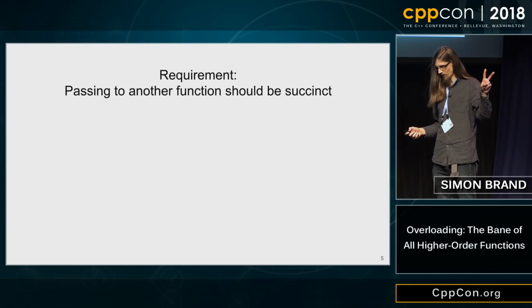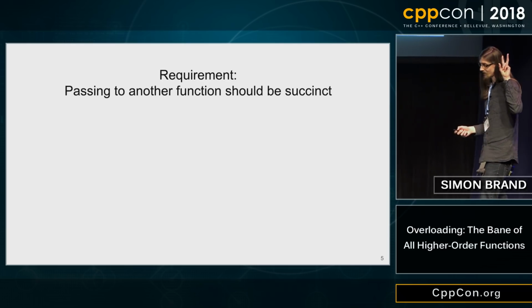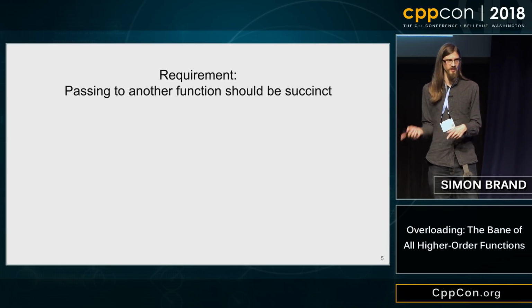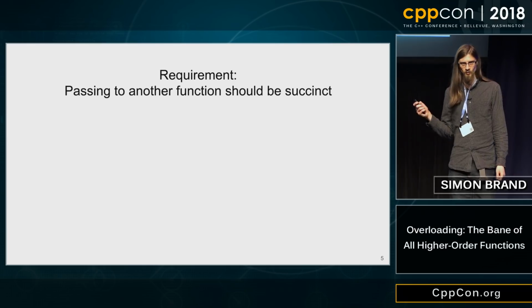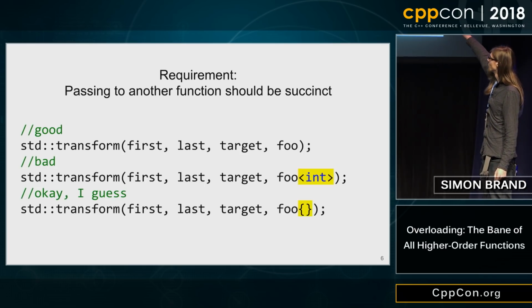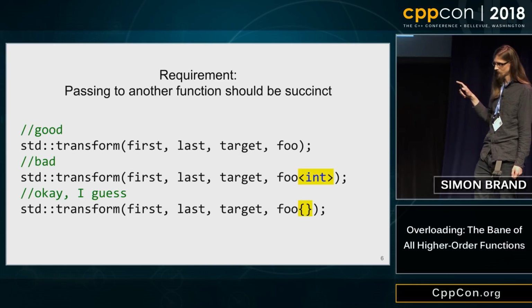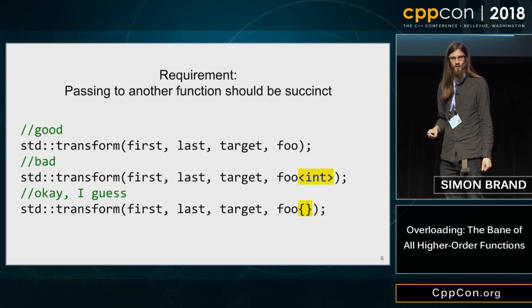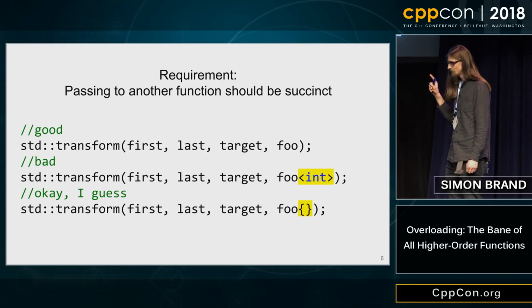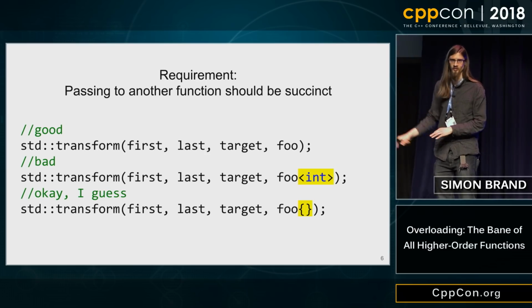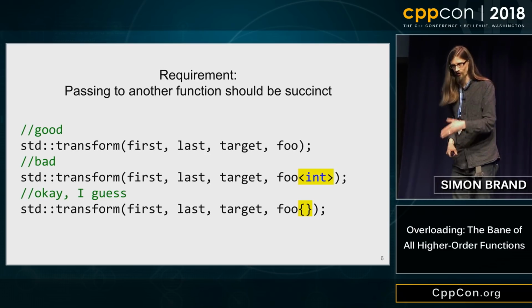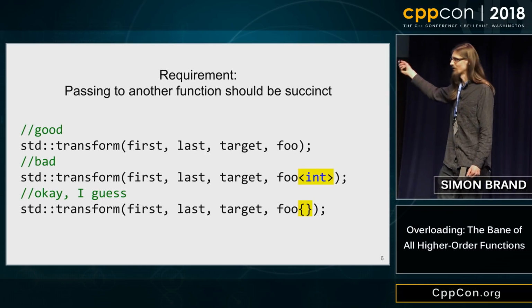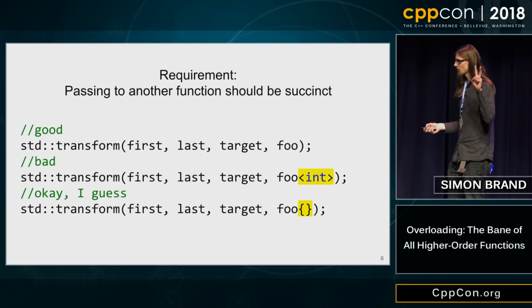Second is I want to be able to pass this around to another function, such as a standard algorithm, and I want that to be succinct as well. So what I mean by this is if I have a std transform, I can just say, okay, foo is my function I want to transform with. This is good. Again, it's bad if I have to supply a template argument. Might be annoying, might be hard, might be impossible. If I have to construct something to pass to another function, this isn't so bad. So those are my two criteria.